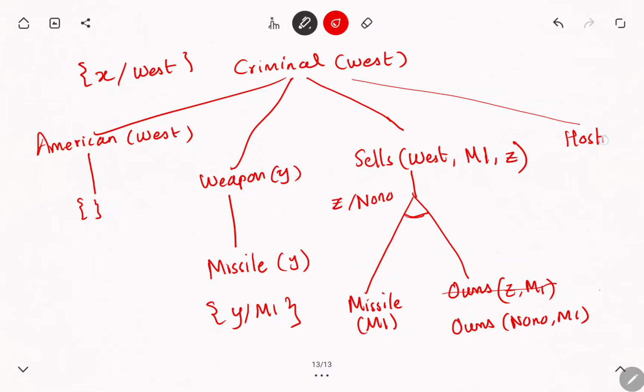Now here in this leftmost node I need not do any more substitution. So hostile Nono, and in order to prove that Nono is hostile, I have to prove that Nono and America are enemies. So enemy Nono comma America, but that is already a fact from the knowledge base, so nothing has to be substituted in order to prove this. So this is the backward chaining tree. That's it. If you have any doubts, do let me know.